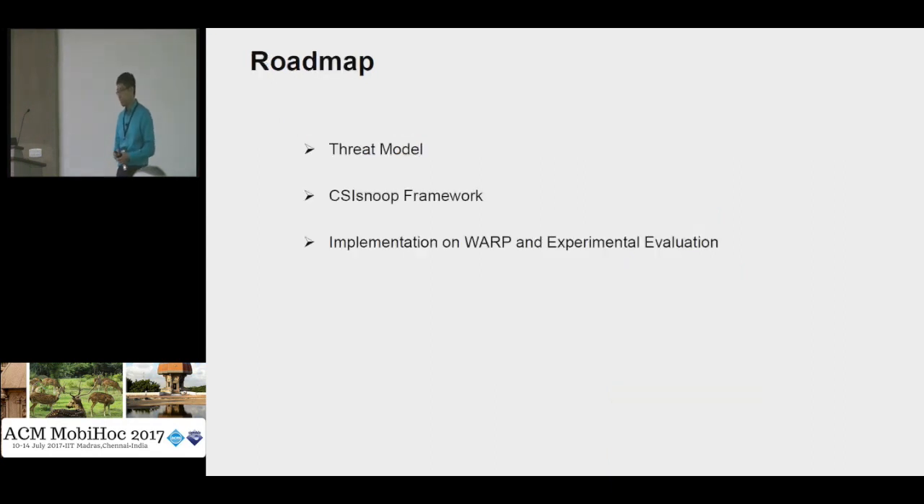In the following, I will first discuss the threat model that we consider. Based on that, I will introduce the main idea of the CSIsnoop algorithm. And finally, I will show our implementation of the CSIsnoop algorithm on the software-defined radio testbed and some of our experimental evaluation results.